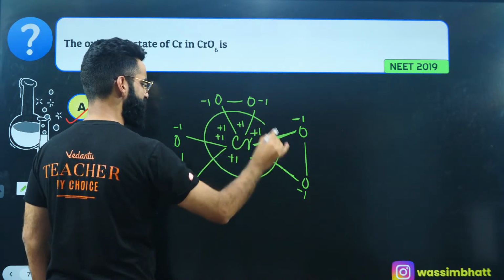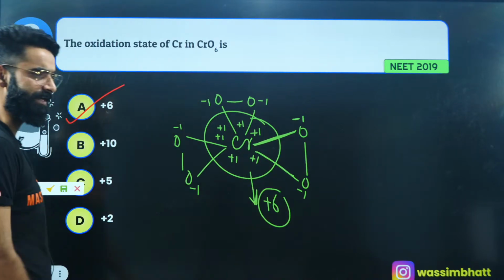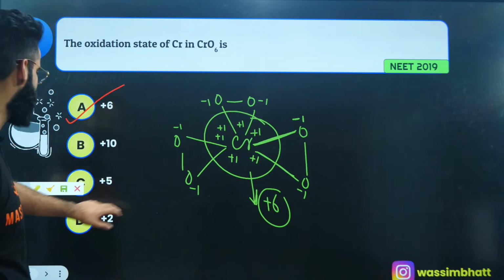What is the net charge present on this chromium over here? It comes out to be +6. So +6 is basically the oxidation state of chromium in case of CrO6. The question was asked in your NEET 2019.